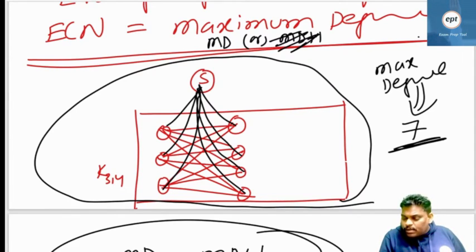Suppose cycle graph, there also maximum degree or maximum degree plus 1. Even cycle one answer, odd cycle one answer. That is for the cycle graph. When you go to the complete graph, again the answer is either MD or MD plus 1: even MD, odd MD plus 1. The next one: whenever it's a bipartite graph, always MD.